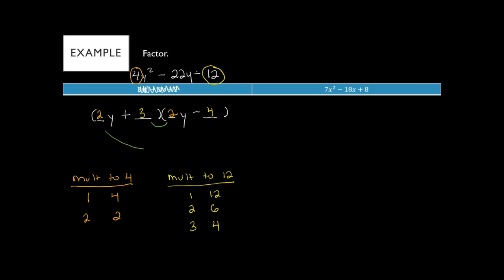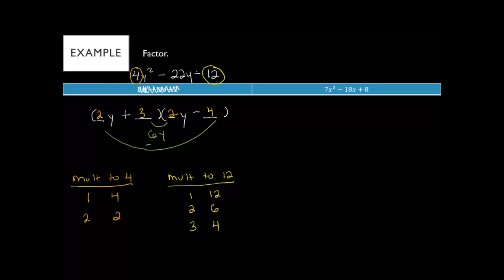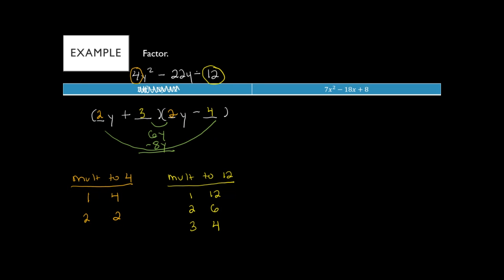So we're multiplying the inside and the outside. The inside gives us 3 times 2, so that's 6y. Outside, 2 minus 4, so that's minus 8y. You add those, 6 minus 8, that gives you negative 2y. We are looking for a negative 22y. So that is not the right combination. That's pretty far away. So you switch the numbers. Let's make this a 4 and then a 3.